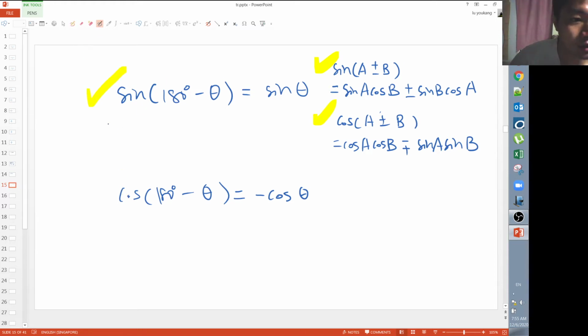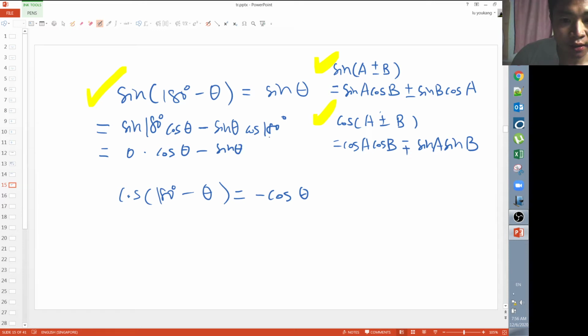Now, if I need to open the brackets for this, clearly I'm using the first one here, the sine bracket a minus b. So I will get sine 180 degrees cosine theta. Over here is minus, so over here is minus as well. The next one I will get is sine theta and sine 180. So punch your calculator. Sine 180 is 0, and cosine 180 is minus 1, by the way. Just make use of your calculator. Therefore, you can see this term is gone. So 0 minus sine theta times minus 1, so it's plus sine theta.